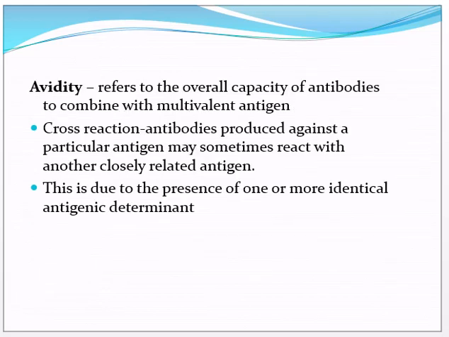Because of that, when they come so close to each other, that leads to avidity, which refers to the overall capacity of the antibody to bind with the multivalent antigen. So an antigen can be bound by many antibodies. As a result, the antigen becomes opsonized, meaning very vulnerable to destruction.